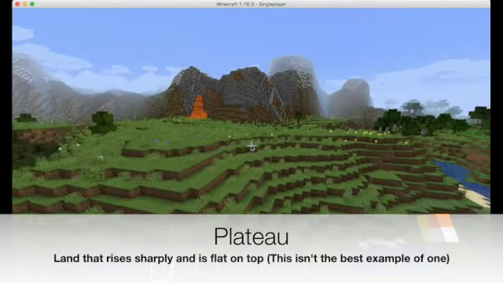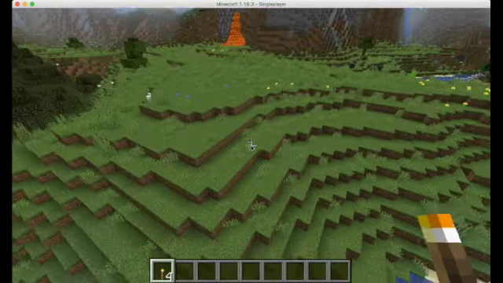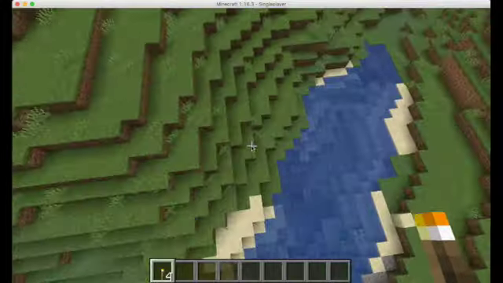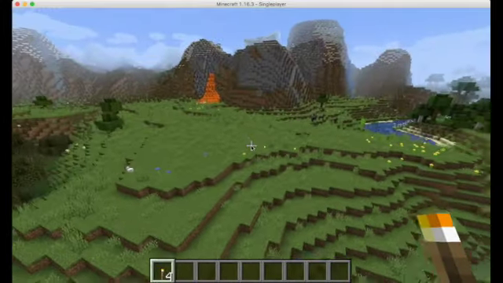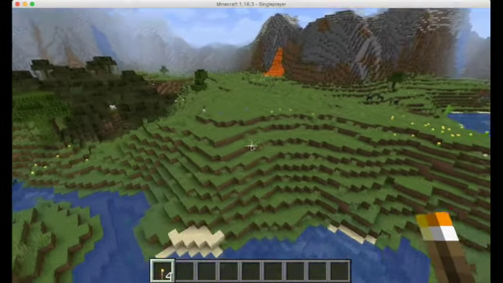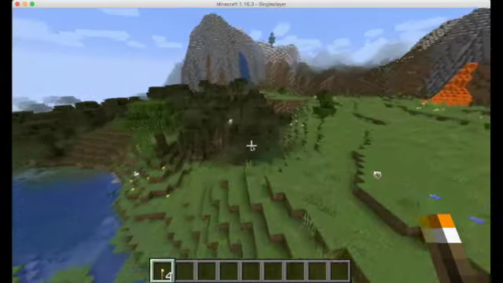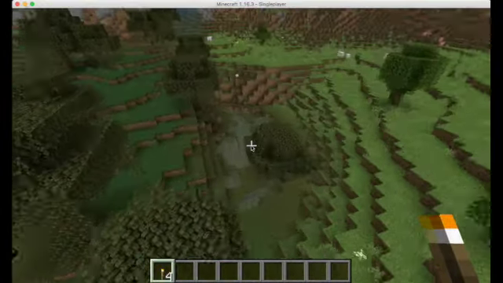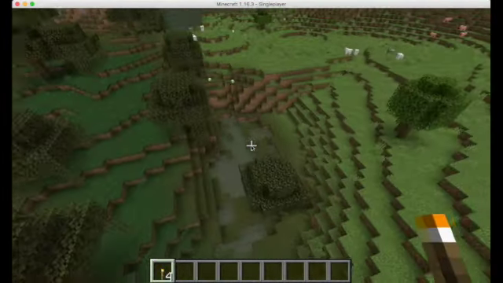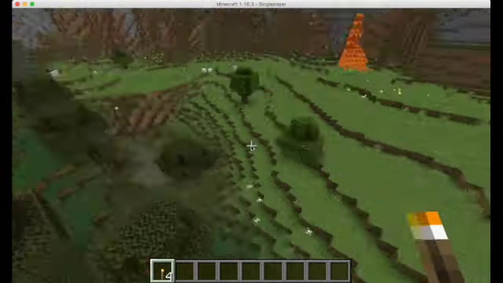So this is the only one I could find that was pretty flat on top. It does not rise as sharply as you can tell here. It kind of just gradually goes up. So it's not a perfect plateau. However, it is the only example I could find quickly. So if we move on a little faster, we see this deep, kind of like a hole, in around these plateaus and hills.